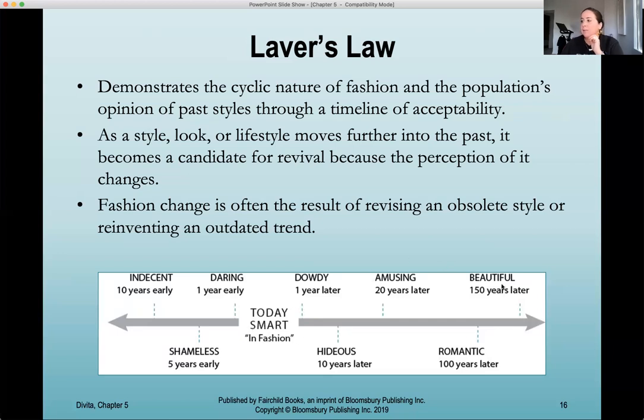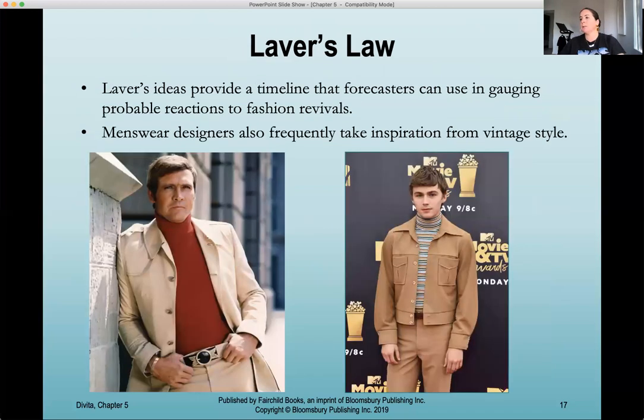Okay, so if something has been around for 150 years and it's still popular, like the little black dress or the trench coat, it's considered beautiful. If it's been around for 20 years, it's considered amusing. If it's been around for a year, it's considered dowdy, like it's almost done with. We need to move on to the next thing. Yeah, so you can kind of see how they categorize it here. Laver's ideas provide a timeline that forecasters can use to gauge probable reactions to fashion revivals.